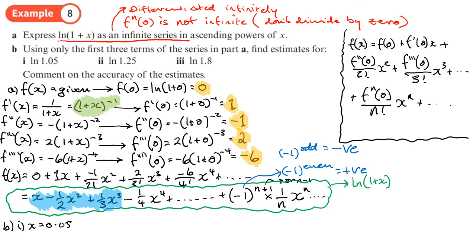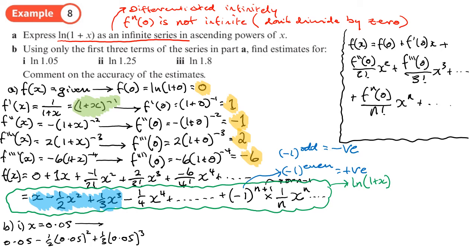If we make x equal to that and put it into the expansion, which I'll do down here, that'll be 0.05 minus half times 0.05 squared plus a third times 0.05 cubed. Okay, so let's do that on the calculator and see what we get.